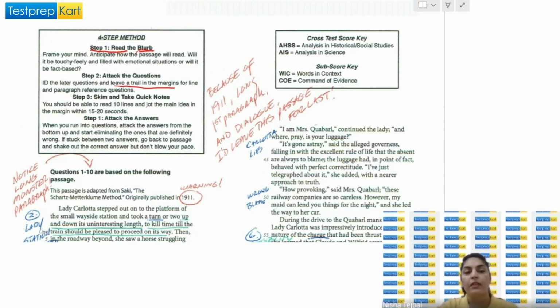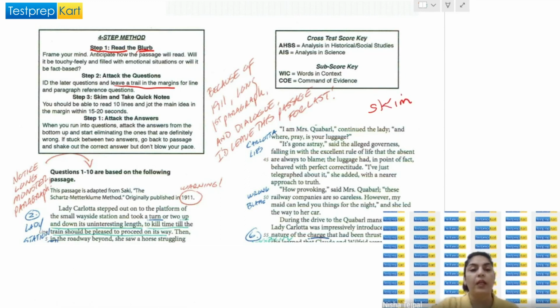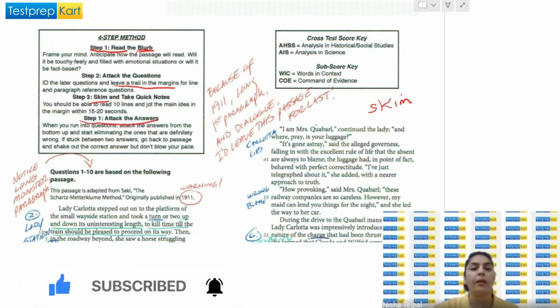Step 3 says that you have to skim and take quick notes. As I told you in my previous session, there are three types of reading: skimming, scanning, and extensive reading. Skimming means when you read quickly in one go just to assess the idea of the passage, just to get the crux of the passage, what it is all about. So this is step 3 where you'll do skimming. Then comes answering the questions or looking for the answers for the questions given.